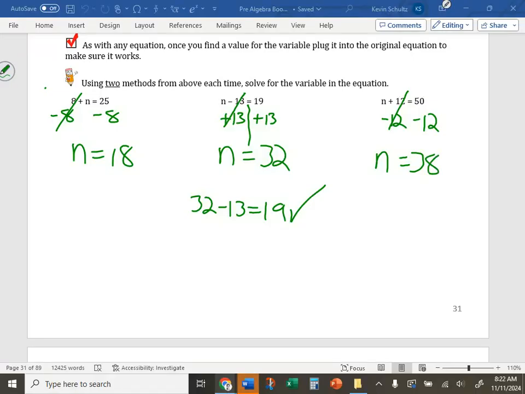Okay? Does this work? If n is 38, does 38 plus 12 equal 50? Yes, it does. We know that we are correct.